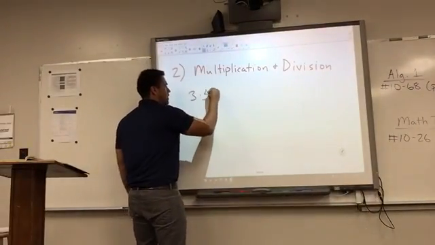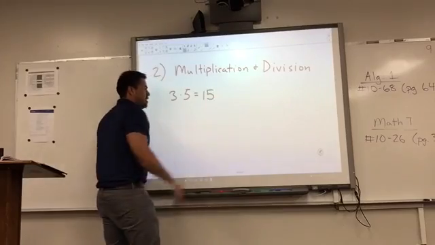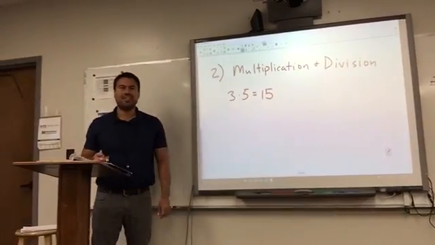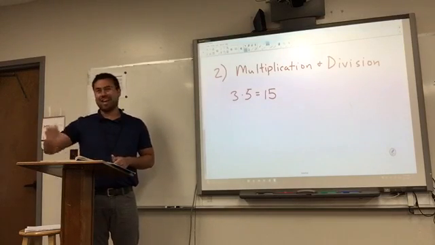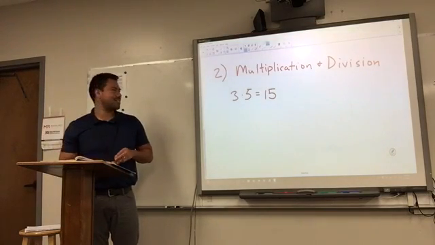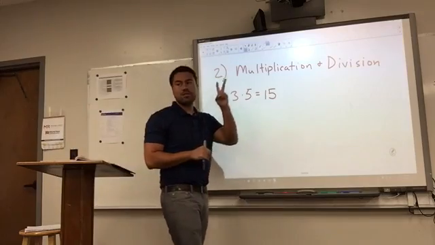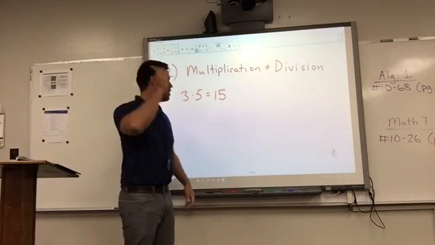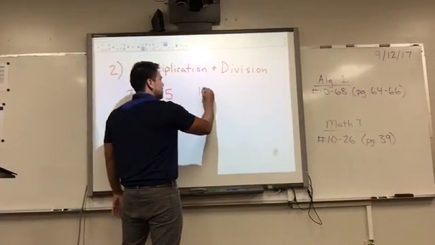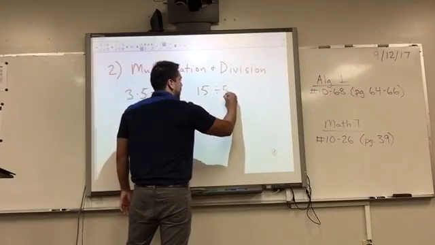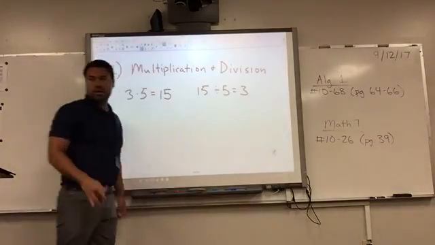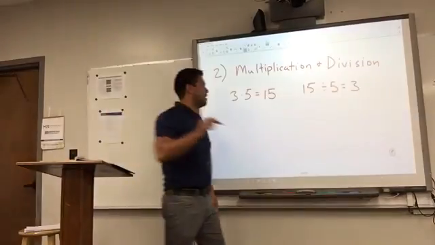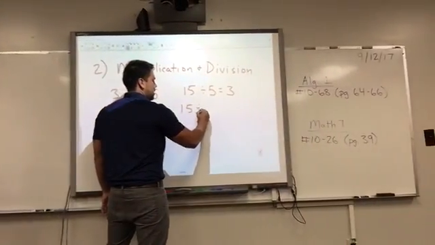All right, let's get another example here. 3 times 5 equals 15. Wait, is that true? Yes, it's automatic. I got to know it. 3 times 5 is 15. Give me 2 division facts from this one multiplication fact. Yes, Caroline? 15 divided by 5 equals 3. Good. Give me another one. Tristan? 15 divided by 3 equals 5.